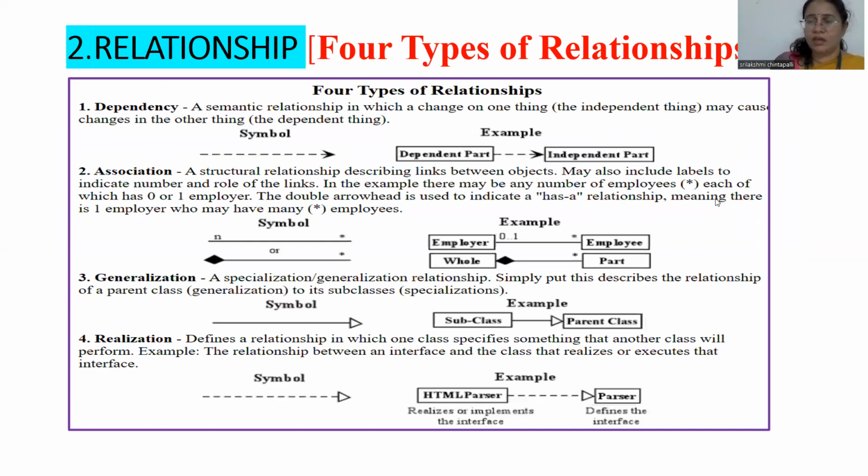Coming to the second element, relationship, we have four major categories of relationships available in the UML modeling language. The first relationship is called dependency relationship. Now, dependency relationship means that one object is dependent upon another object. If you change one object, obviously you need to change the other object. If that is the case, we say a dependency relationship exists between two objects or any two elements in UML. Then we have association relationship.